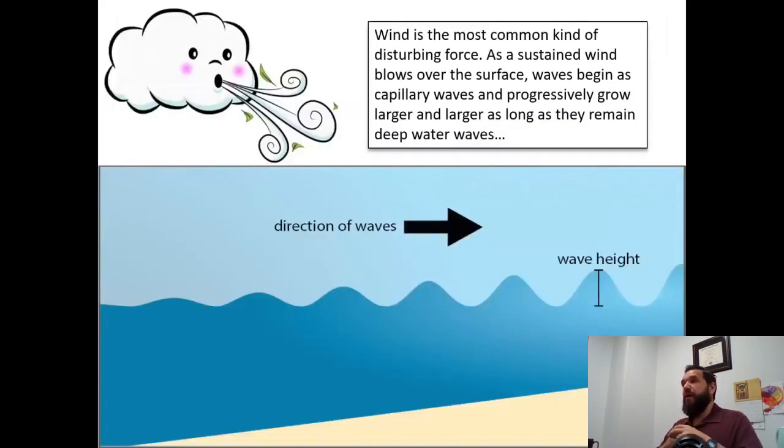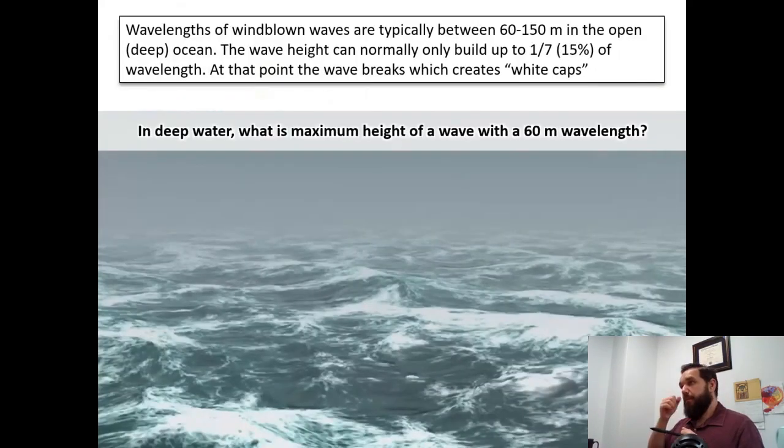Okay, so wind is the most. Now, tsunamis are kind of unusual, right? Wind is by far the most common disturbing force. So most of the waves that we see in the ocean are wind waves. Okay, they're waves that are sustained and disturbed by the force of the wind. So waves begin as capillary waves, and they progressively grow larger and larger, and as long as they become deep water waves, as long as you're a deep water wave, you can get bigger and bigger and bigger.